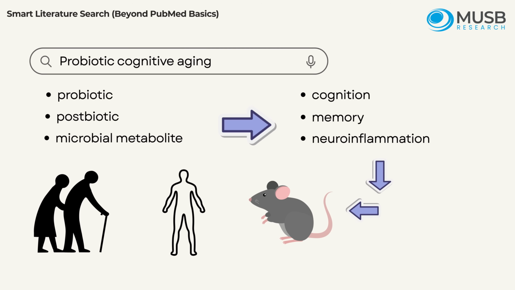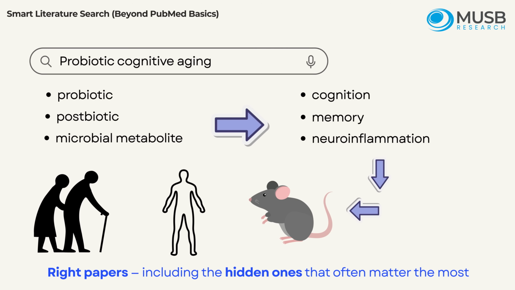Now you rotate and combine these concepts in different ways. And suddenly, you begin to discover papers you would never have found with simple keyword searches. This approach doesn't just give you more papers. It gives you the right papers, including the hidden ones that often matter the most.